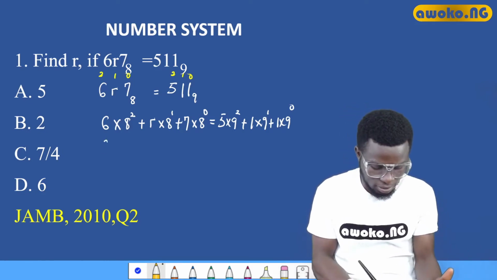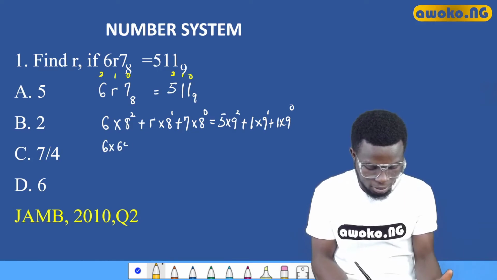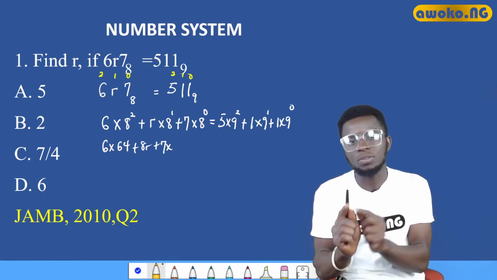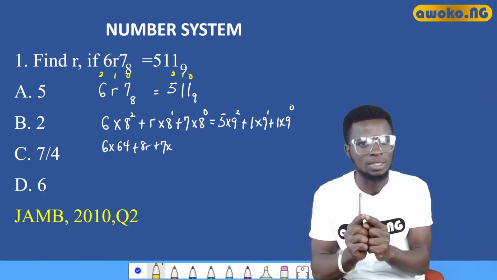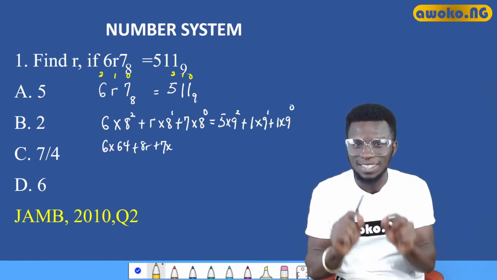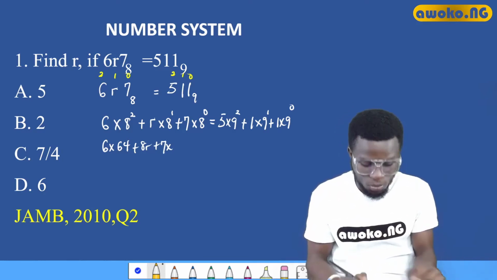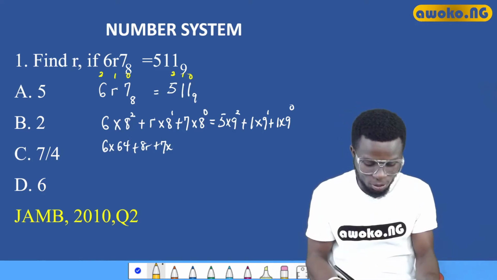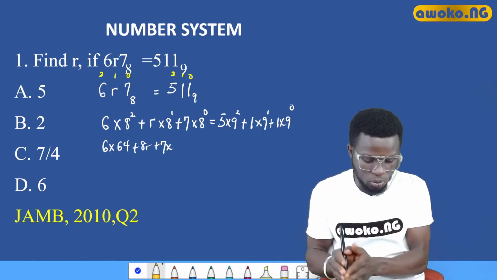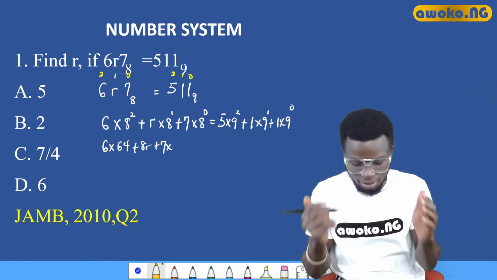So we have 6 times 64 plus 8R plus 7 times, from indices, 8 raised to the power of 0 is equal to 1. That is, any number raised to the power of 0 will give you 1. So we have 7 times 1. Is that okay? We have 7 times 1, which will give you that same number, which is 7.